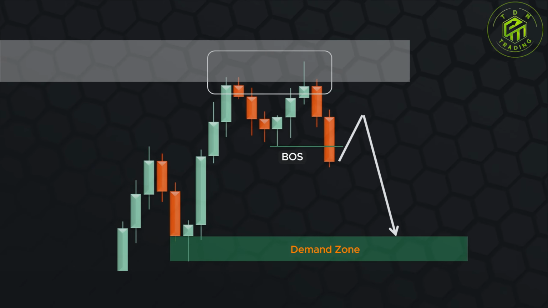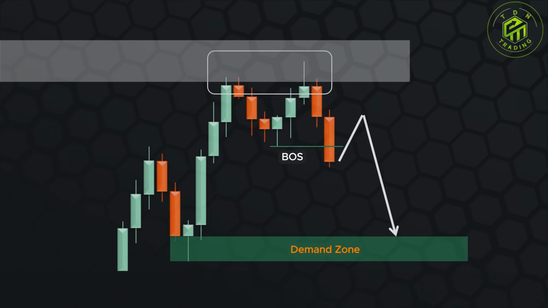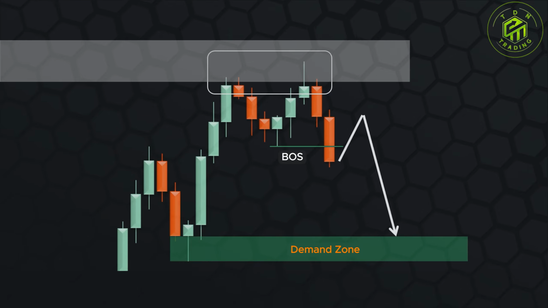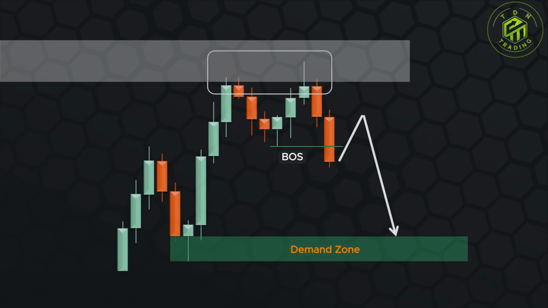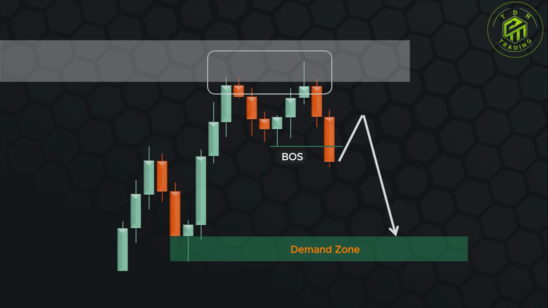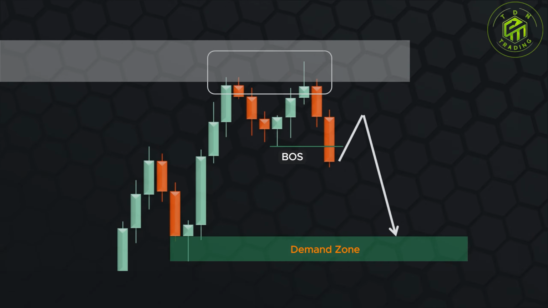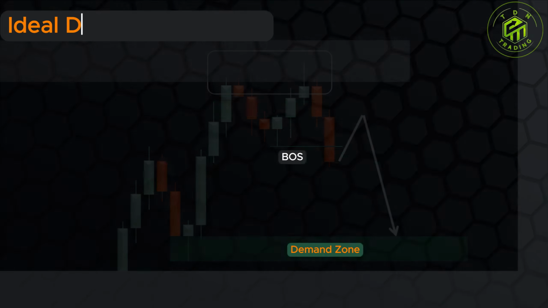This is because, after this level is reached, there's a battle between supply and demand, and we often expect a rejection when the price taps into this major low. However, trading against the main trend can be risky, as it increases the chances of getting stopped out, essentially swimming against the current. Now let's recap the bearish scenario.